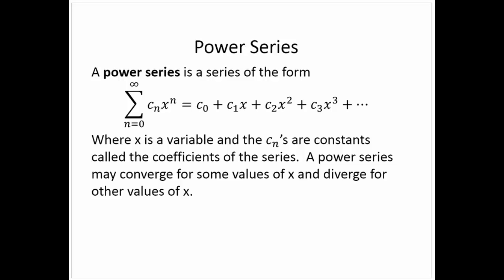X is a variable. The c sub n's are constants called the coefficients of the series. Now, a power series may converge for some values of x and diverge for other values of x. Notice in particular one thing. Our series starts at n equals 0. Most of the series we've dealt with have started with the index starting at 1. A power series starts with the index at 0. So just something to be aware of. Now, one thing that we're going to be concerned about is determining where these power series converge. And so we're going to see an example of that in just a moment.